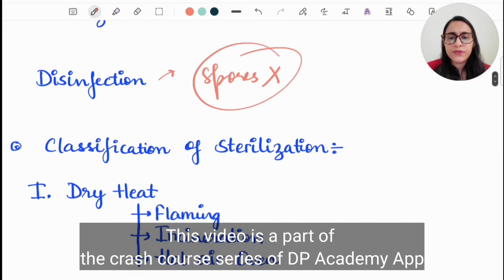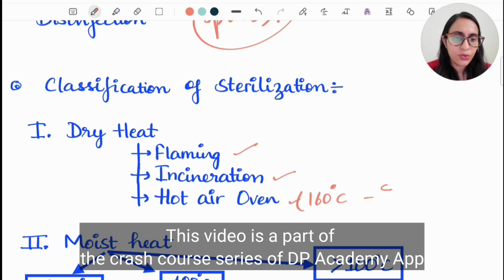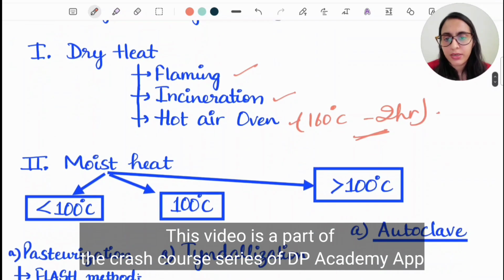Coming to the classification of sterilization: dry heat and moist heat. In dry heat, you can use the flame, that is flaming, incineration, that is we do for hospital waste, we burn it, and hot air oven, we do it at 160 degrees Celsius for 2 hours. We use the hot air oven for glass material, glass particles and all. Moist heat sterilization is using heat as well as the pressure or moisture. So it can be at 100 degrees Celsius, less than 100 and more than 100.